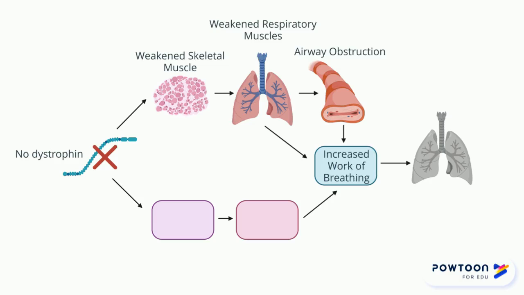Additionally, the lack of dystrophin causes a decrease in lung elasticity, which means that the lungs will not rebound at a normal level after they expand from inhalation. This leads to a reduction in lung compliance, which is the lung's ability to stretch and expand. This also leads to an increase in the work of breathing, which can lead to respiratory failure. Respiratory failure occurs when the respiratory system cannot deliver enough oxygen and remove enough carbon dioxide from the body.